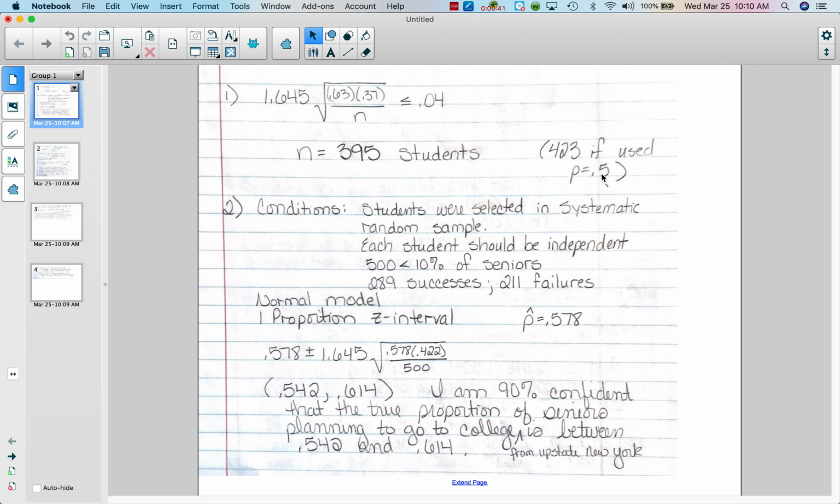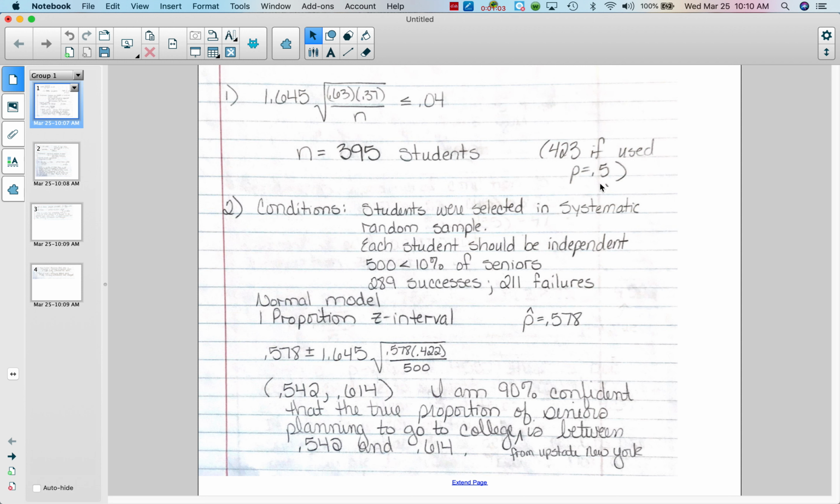If you had used 0.5, if they hadn't given you something that they already believed to be true, then this is the conservative estimate, and you would have come up with a sample size of 423. On number 2, determine a 90% confidence interval for the percentage of seniors planning to go to college this year. Explain carefully what your interval means.